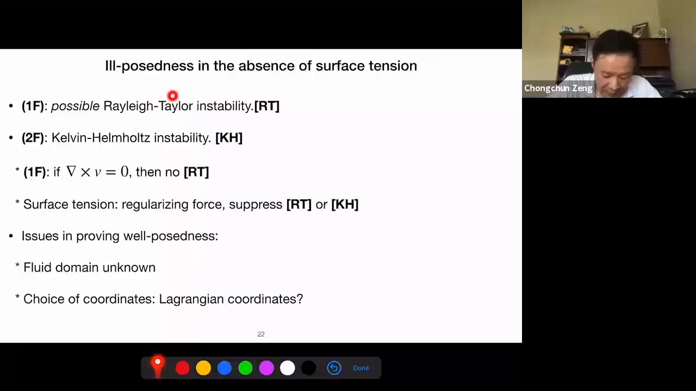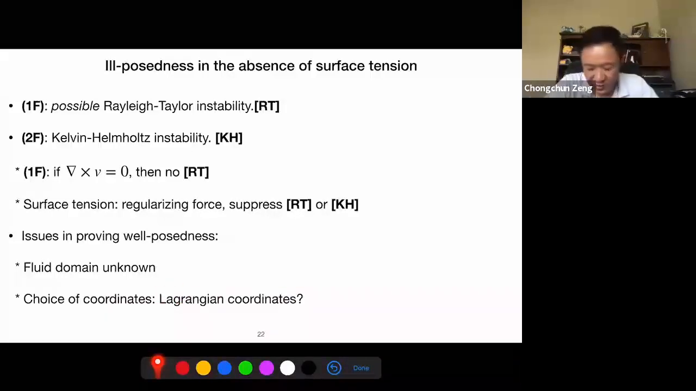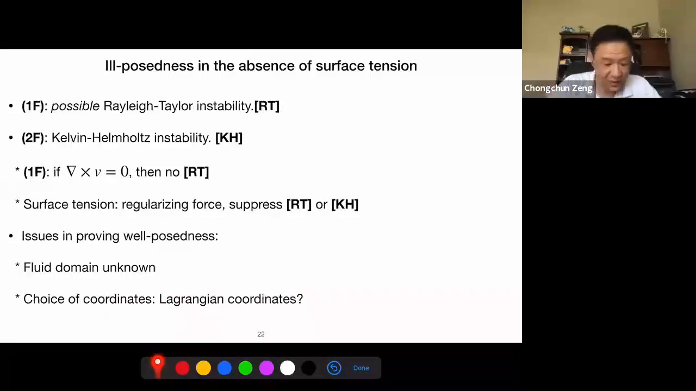But one needs to see that in the analysis when the domain is moving, and also one needs to work with the right coordinates. When you have a moving domain, when you do the analysis, you had better find a way to somehow track the domain or fix the domain. And the popular choice is, of course, Lagrangian coordinates, but we're going to see whether that's the best coordinate system or not.